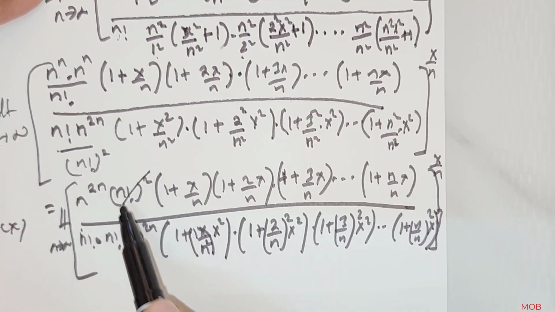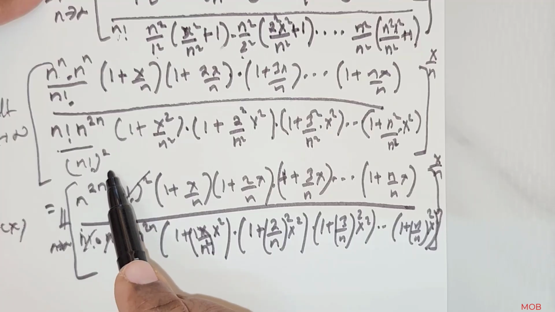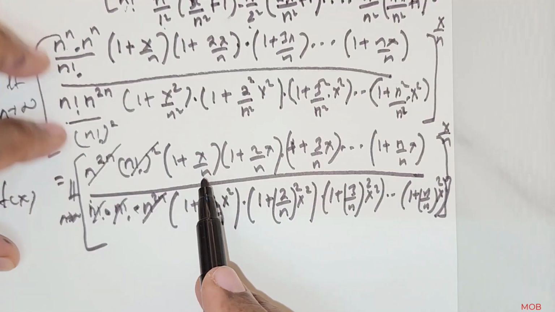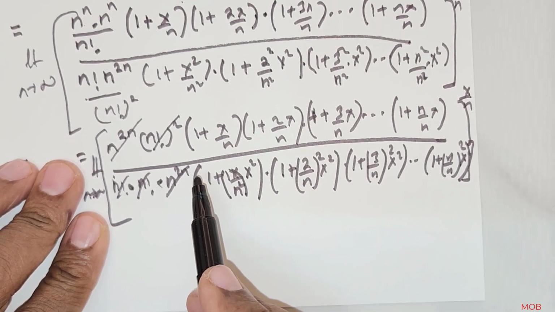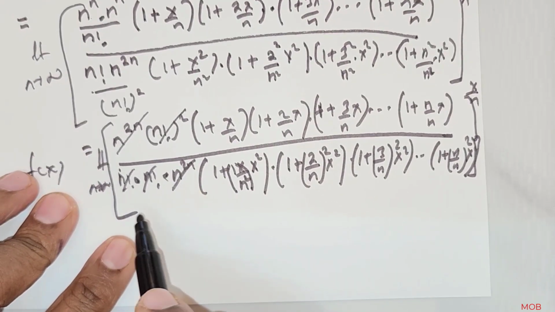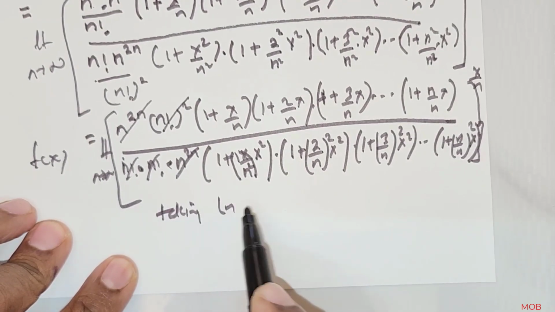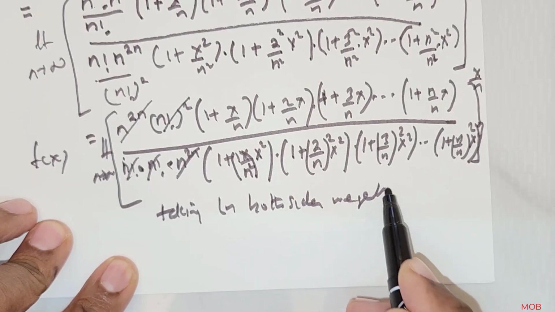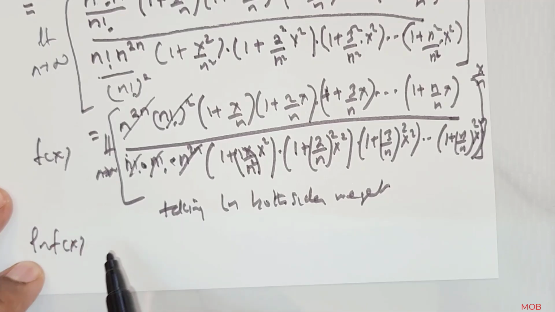Now clearly n factorial squared and these two n factorials get cancelled. N raised to the power of 2 and n raised to the power of 2n get cancelled. Now what we are going to do is take ln on both sides, or I would say just take ln. So taking ln on both sides, what do you get? You get here ln of f of x.